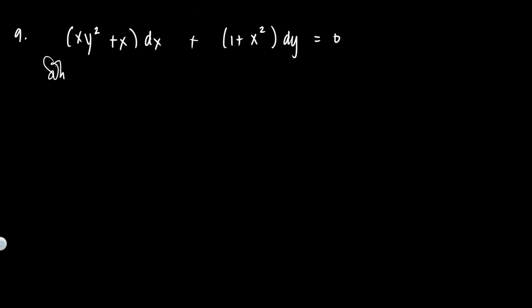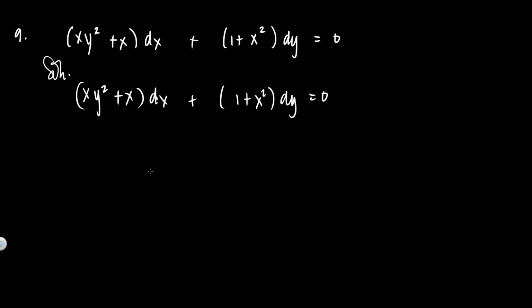Okay, so solution, ganun pa rin, no? Find the general solution. Copyin muna ulit natin, xy squared plus x times dx plus quantity 1 plus x squared dy equals 0. Okay, so paano gagawin natin dito? So, pwede natin i-factor out yung x. So, x times quantity y squared plus 1 dx. Okay, then plus quantity 1 plus x squared dy equals 0.